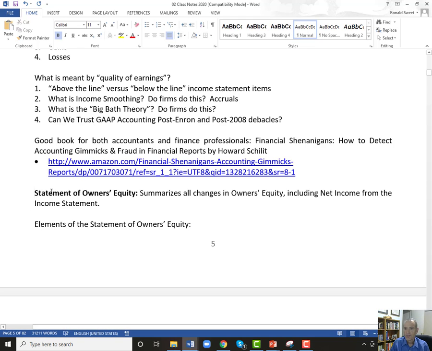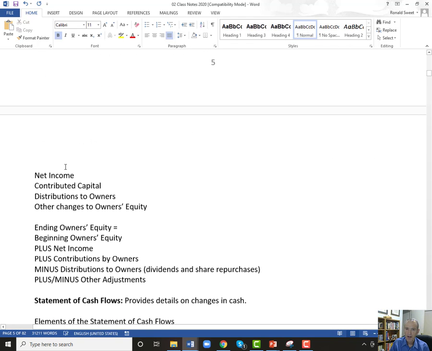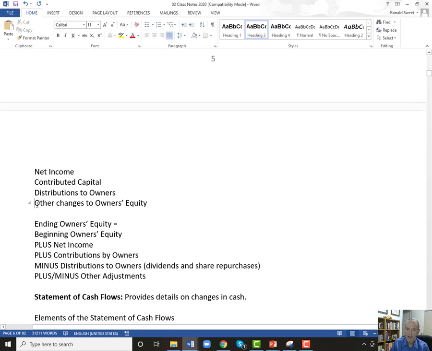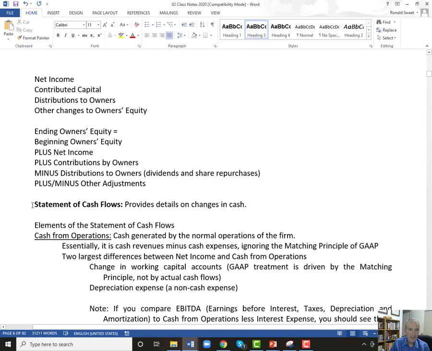All right, so statement of owner's equity, just not much there. The elements are net income, contributed capital, dividends and other distributions to owners, buying your stock back. We'll get into some of these, but we'll look at them in the cash flow statement and in other changes. So essentially, you're just looking at how owner's equity changed from one period to the other. But again, we're not going to use this statement. So let's get to the next one. This one will have to go on to the next class.